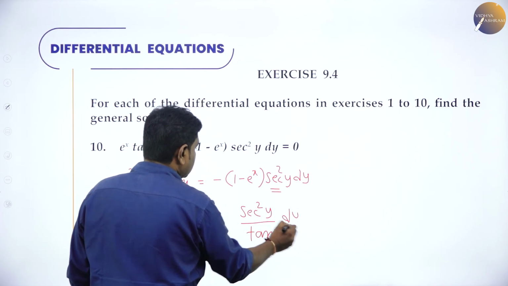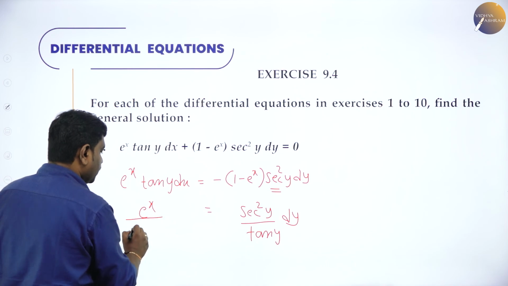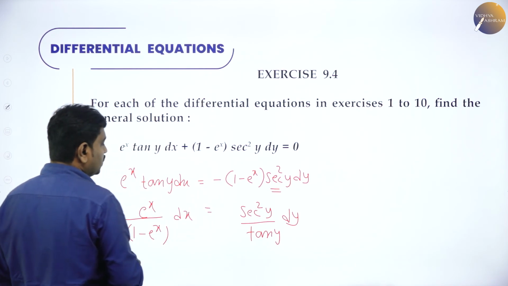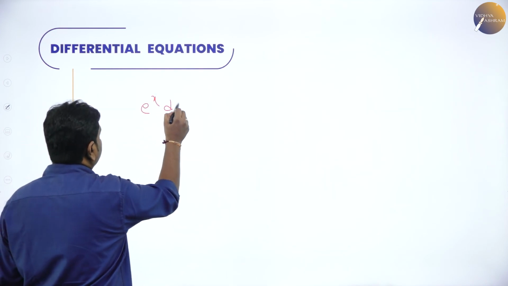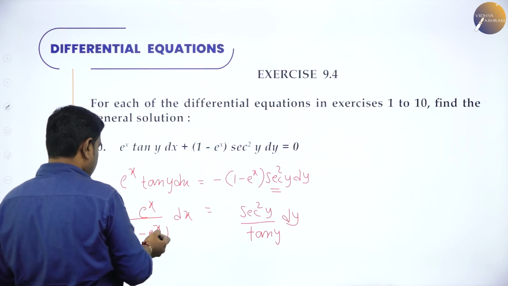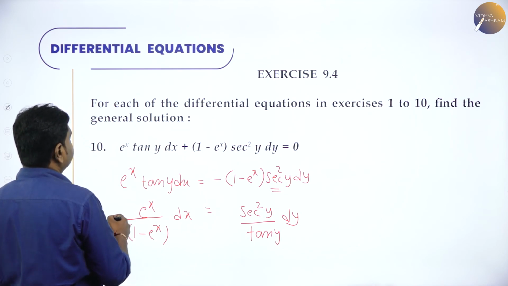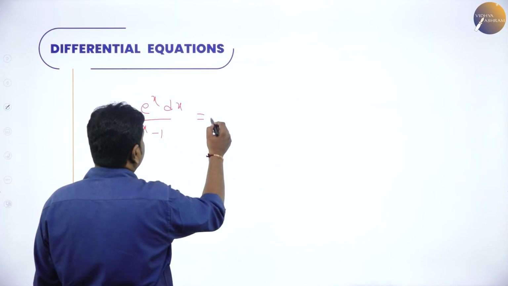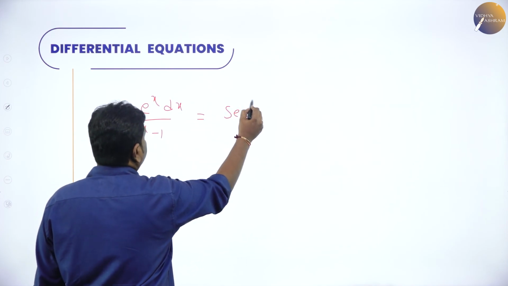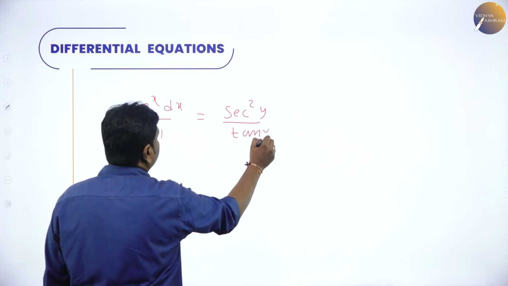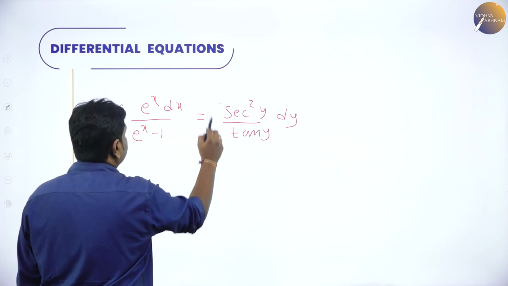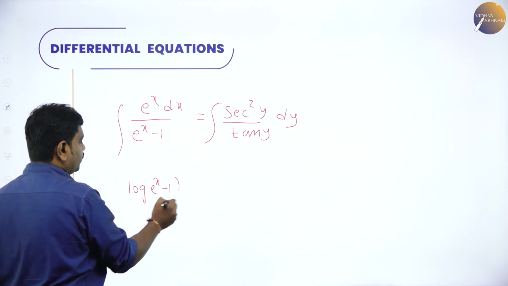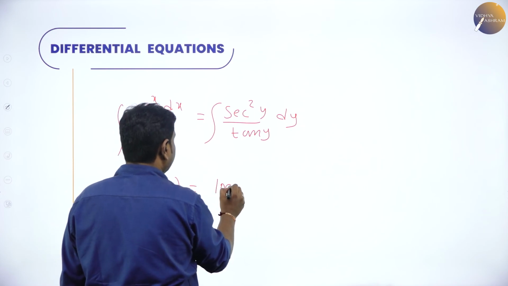Separate the variables and bring this to the side, e power x divided by 1 minus e power x. The minus term also I'll bring to this side. So further I can write it as e power x dx divided by e power x minus 1 is equal to secant square y by tan y. Now integrate both sides. So by method of substitution, this will become log of e power x minus 1, and this will become log of tan y.